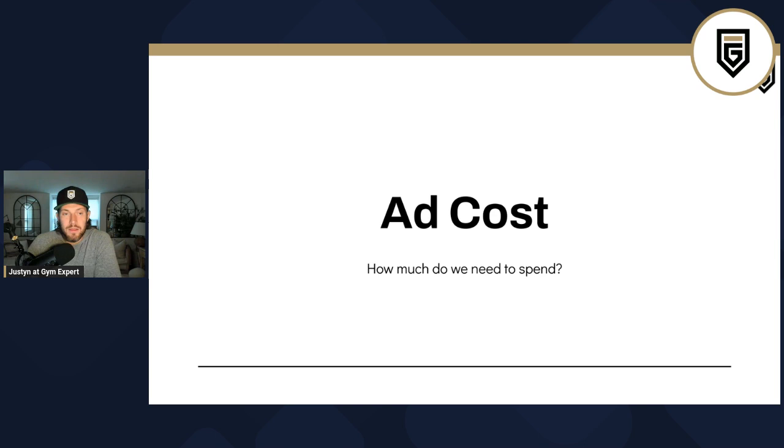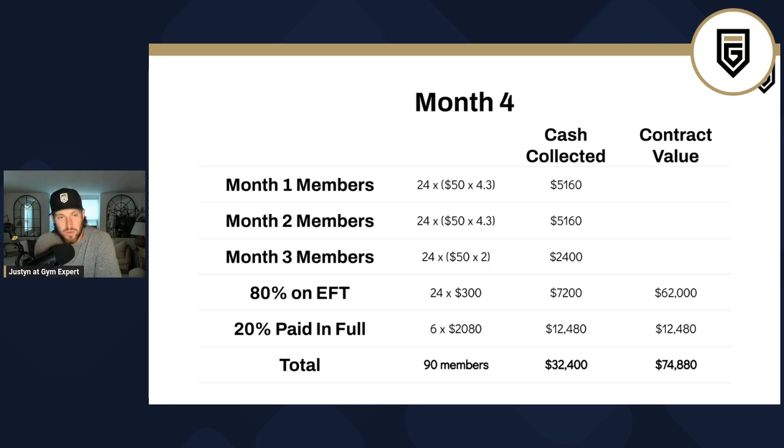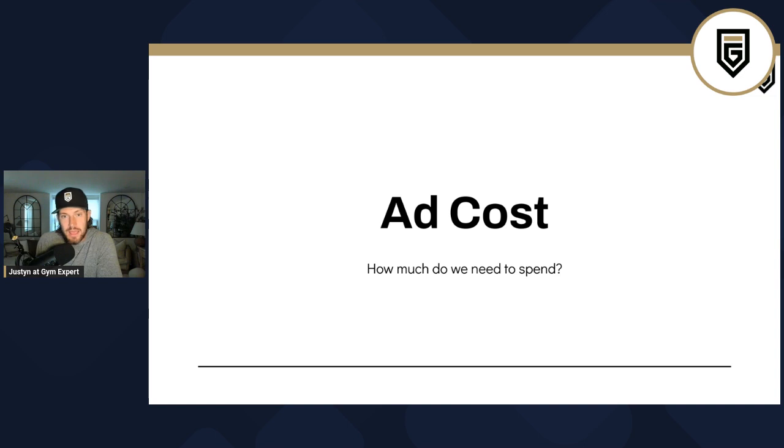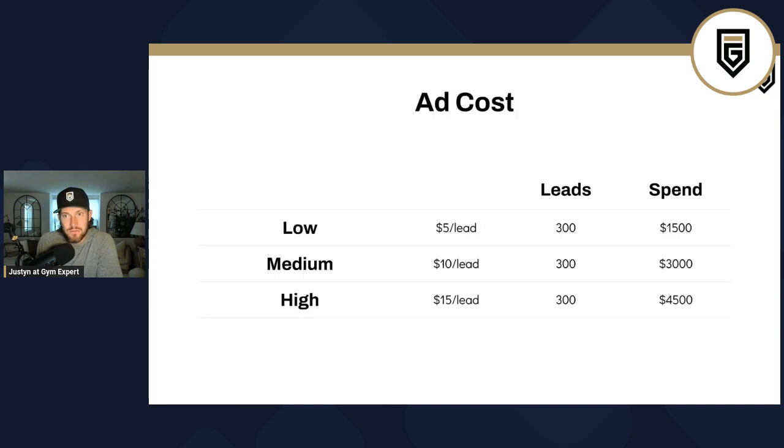So, the ad cost is always a big question here. What type of money do we need to spend? So, obviously, we talked about, sure, after 3 months and into month four, we're now making $32,000 of revenue. That's great. But how much do we need to actually spend to generate that? And there's a few different answers to that question. So, what I've done is I've outlined your low, medium, and high of what you can expect in terms of cost per lead.